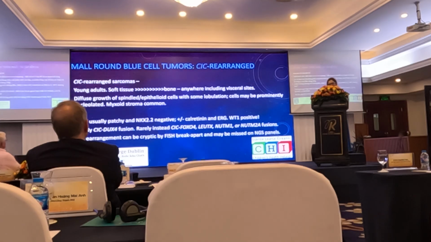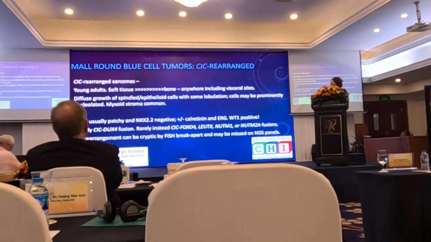The third category is the CIC rearranged category, and this tends to occur in young adults, but also in children, and we have had some cases like this. It's more common in the soft tissue by far, but it can actually occur anywhere, including visceral sites. And again, I would say don't think that anything cannot happen in a particular location. We've had a desmoplastic small round cell tumour of salivary gland, we've had a primary one in bone, we've had a primary synovial sarcoma of liver. So the most bizarre anatomic locations are still possible for these tumours.